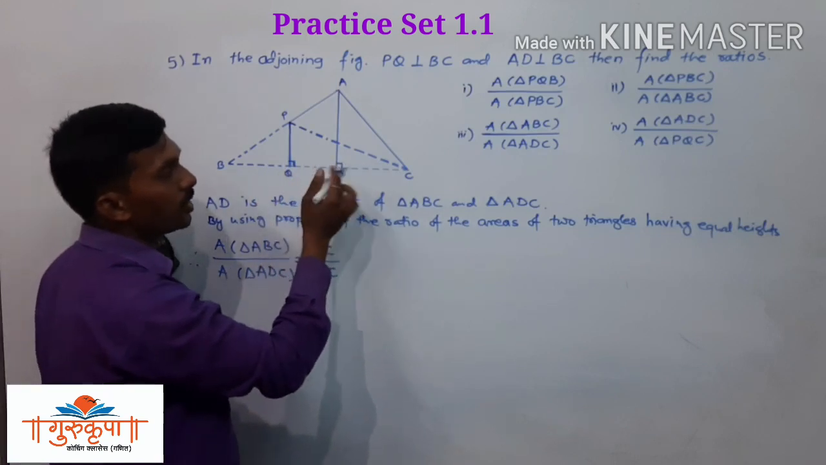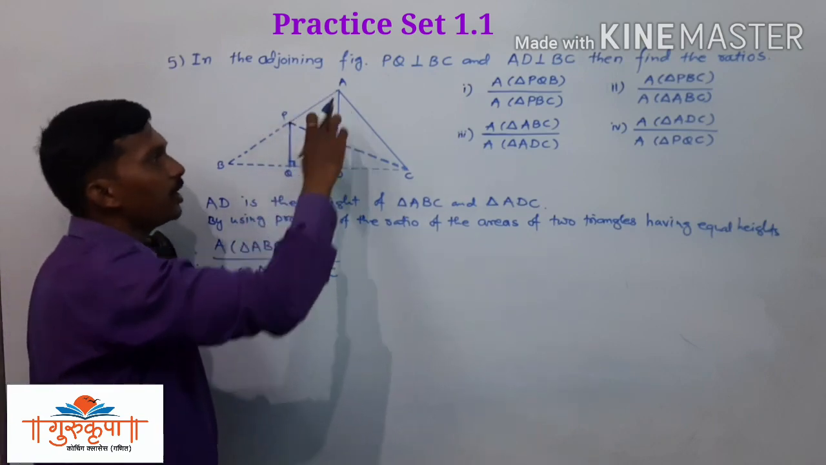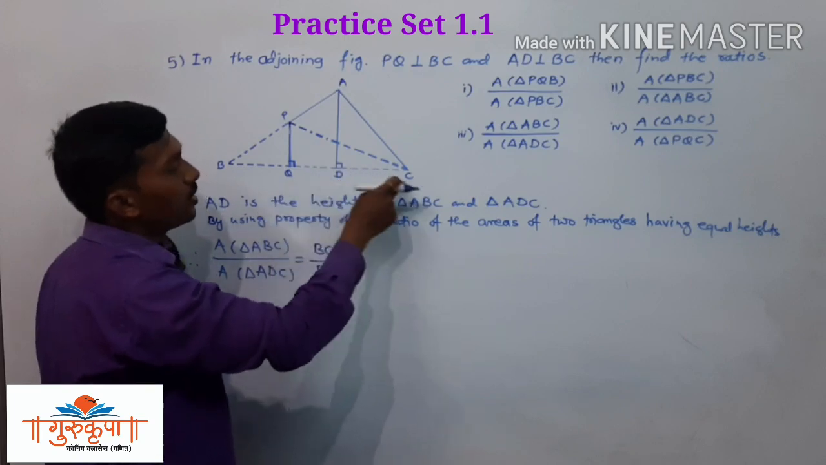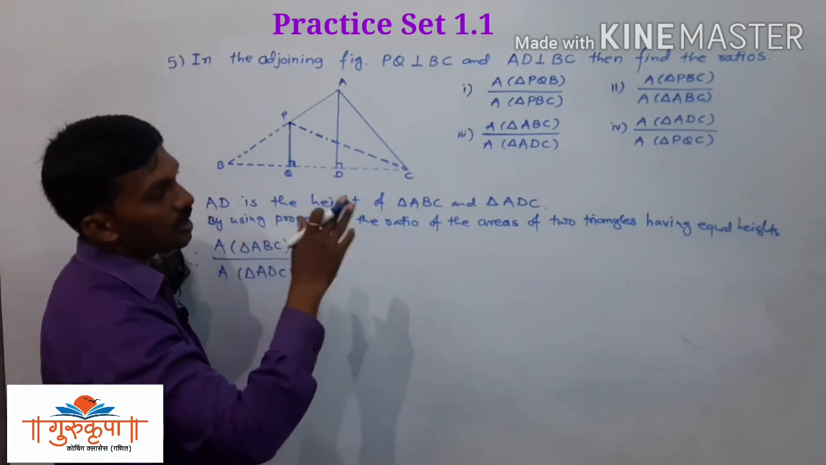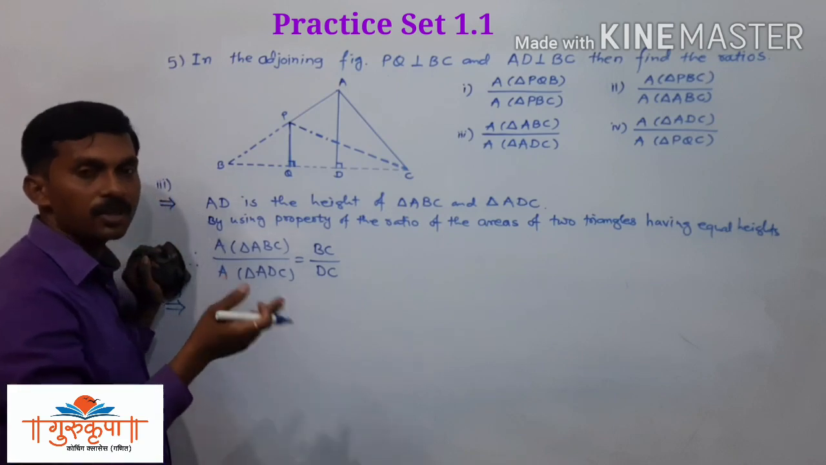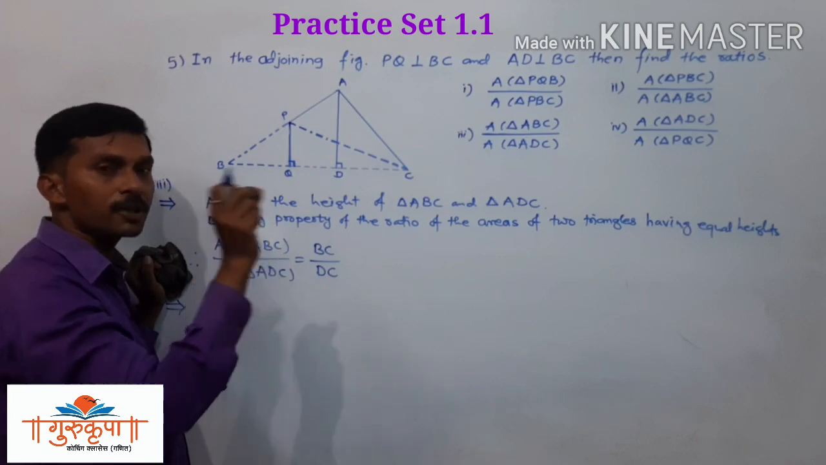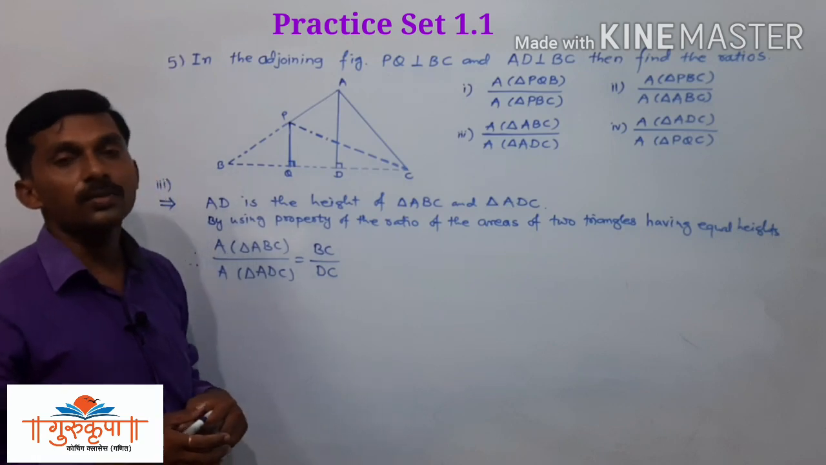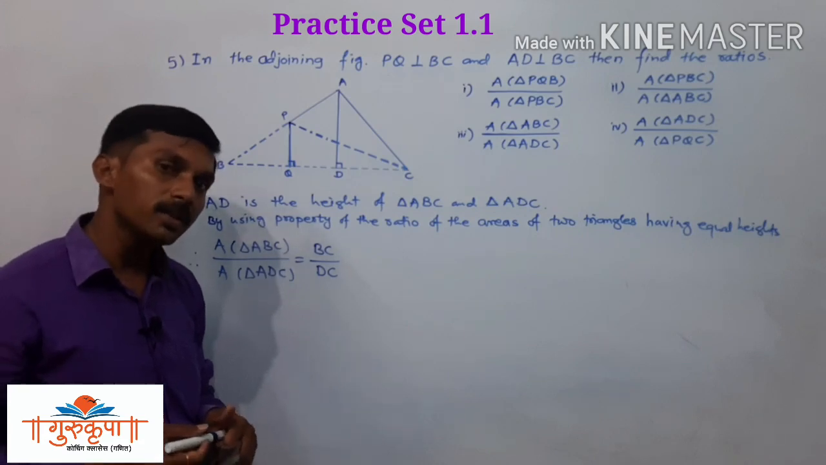Now here bases are different, heights are different. The heights are PQ and AD. The heights are different. Bases are DC and QC. Both the bases are also different. Here both the triangles have different heights and different bases. Neither bases nor heights are equal. So we have to use the main property, that is the first property: the ratio of the areas of two triangles is equal to the product of the ratio of their corresponding heights and corresponding bases.